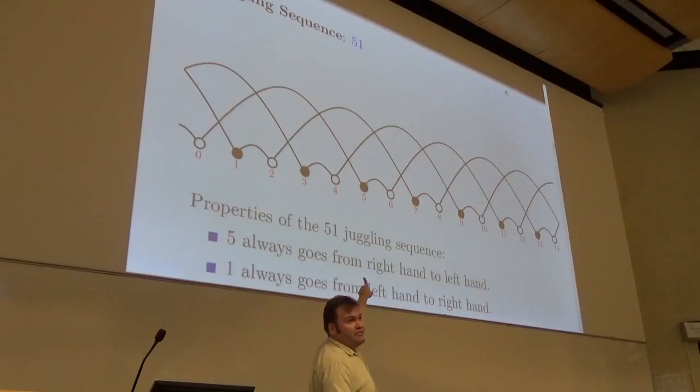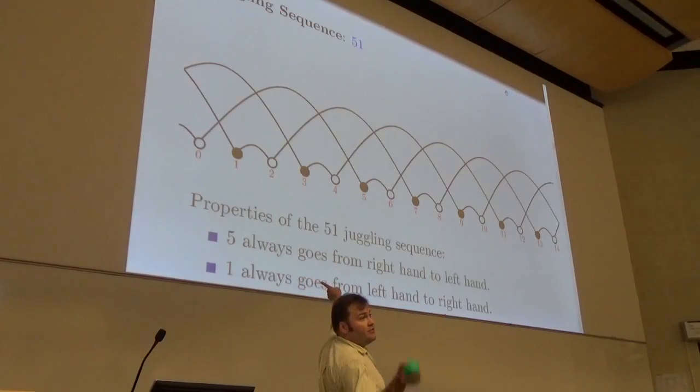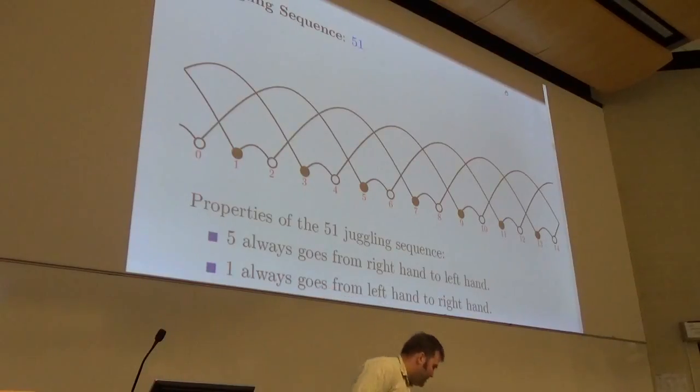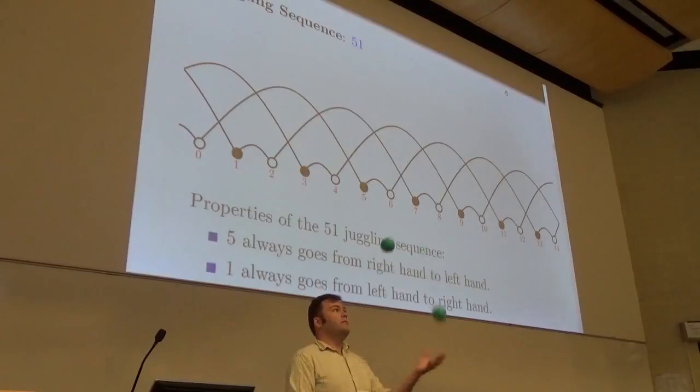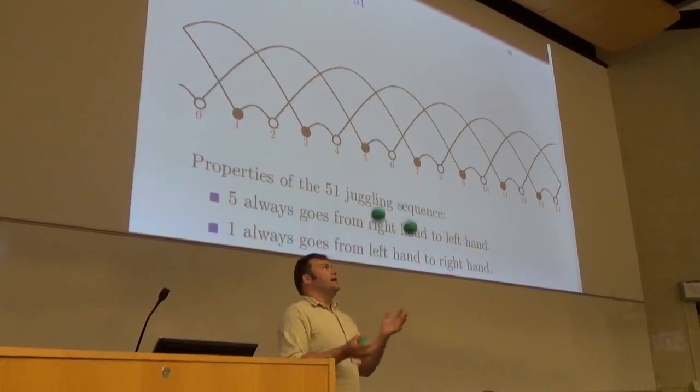And notice that it's always happening, right? So that one, the little jump, is always going from left to right, and the right hand is always throwing the fives. So what that actually looks like is this. This hand is always throwing the fives, this hand is always throwing the ones, right?